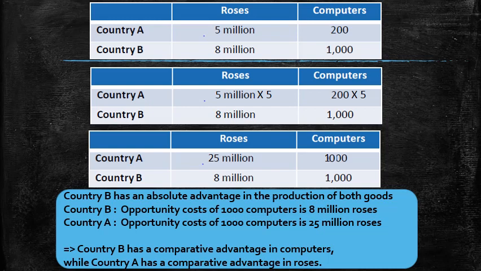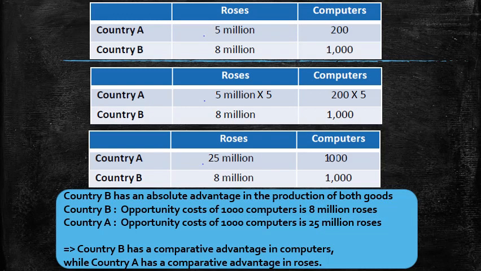So just to reiterate, if we look at the theory of absolute advantage, country B is better than country A in producing both roses and computers. But as far as comparative advantage is concerned, country B has a comparative advantage in computers and country A has a comparative advantage in producing roses.